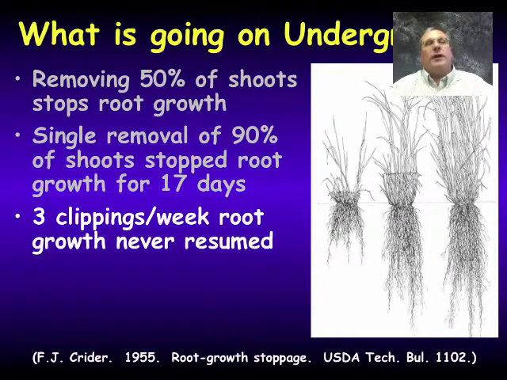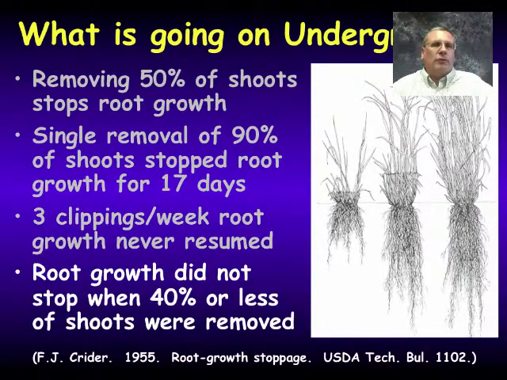3 clippings per week, so that's kind of what we find in horse pastures. They're constantly clipping those plants off. They never get a chance to regrow. They never get a chance to rest. Root growth never resumed. If we took only 40% of the top of the plant, then root growth never stopped. The point I want to make with this slide is that what we do to the top of the plant impacts what's below that plant.